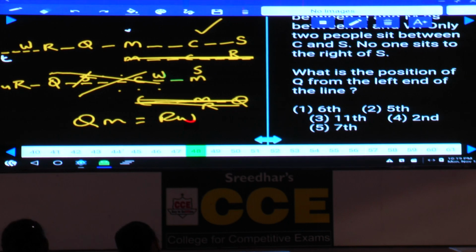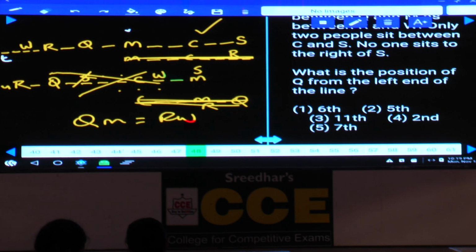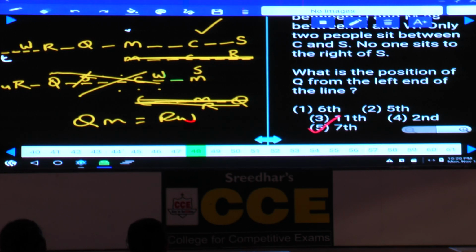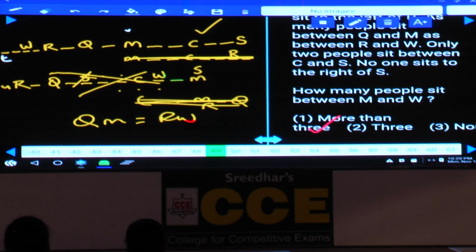Question 48, what is the position of cube from the left hand of the line? Position of cube 5, 6, 7th from the left hand of the line, choice 5. Question 49, how many people in between M and W? In between M and W, tell me how many people are there? 1, 2, 3, 4, 5. There are 5 people in between, one more than 3, choice.